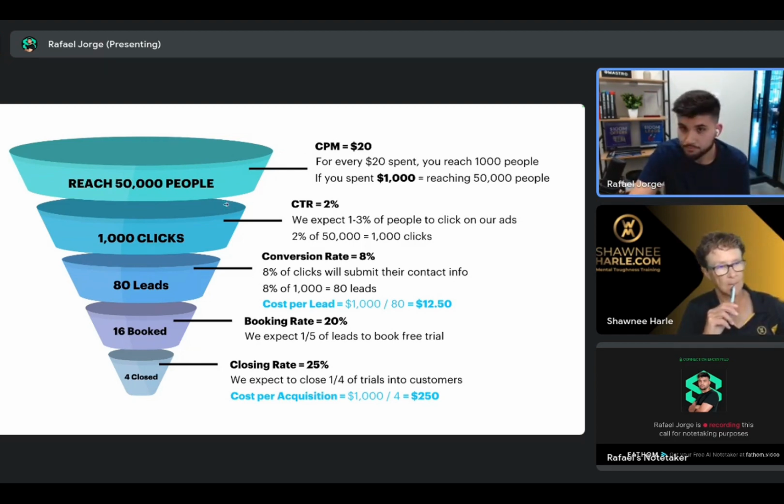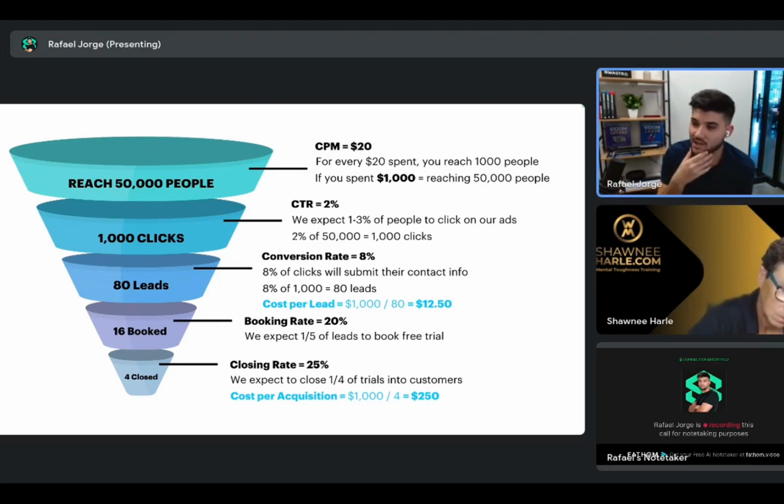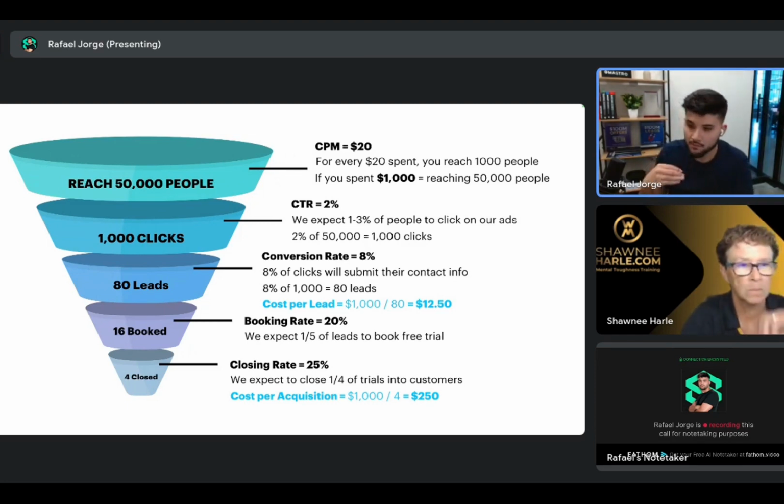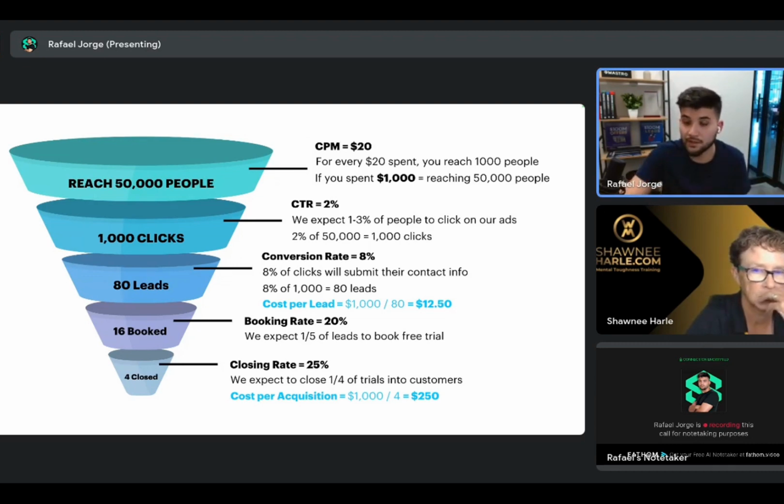Let's say you reach 50,000 people. Not everyone will click on your ad. Actually, just a small percentage of people will actually click on it. You should expect only 1 to 3% of people to click on your ads. That's the benchmark that I've seen in the market. So you want to aim for anything that's above 1% click-through rate. That's the name of the metric.